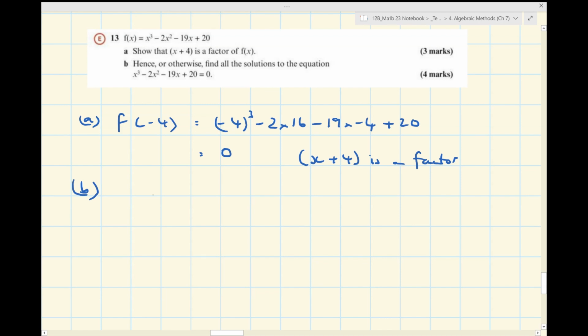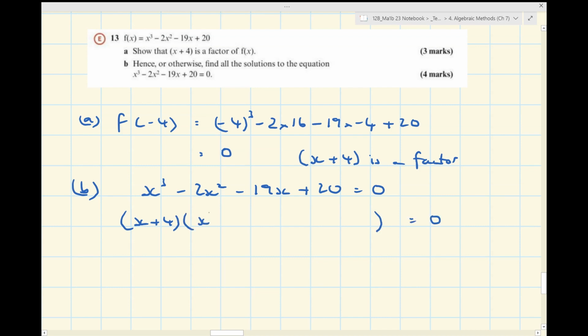Good. Okay, part B. Hence or otherwise find solutions to that equation. Right, well, let's write down the equation. x cubed minus 2x squared minus 19x plus 20 equals 0. And I'm going to obviously factorise that. So I'm going to have x plus 4. Now I'm going to factorise the rest by inspection.